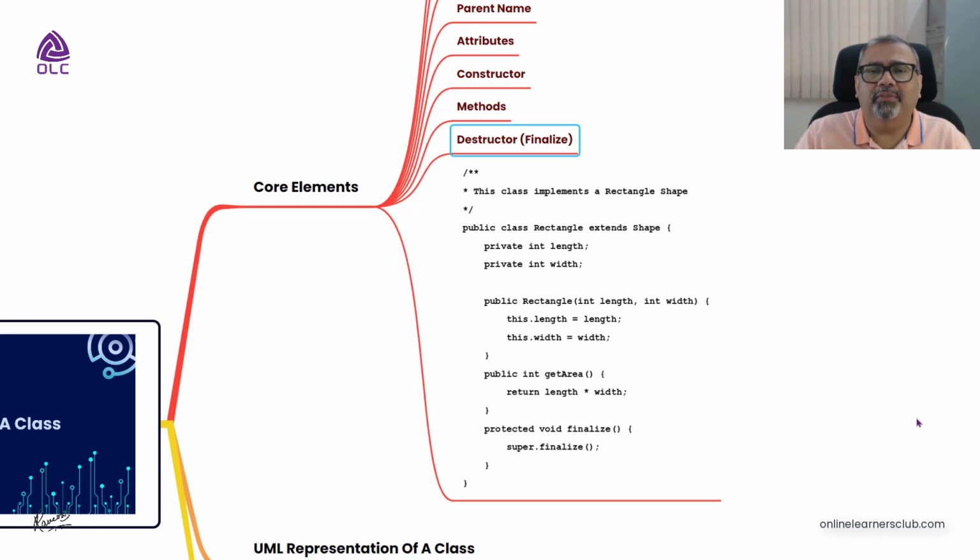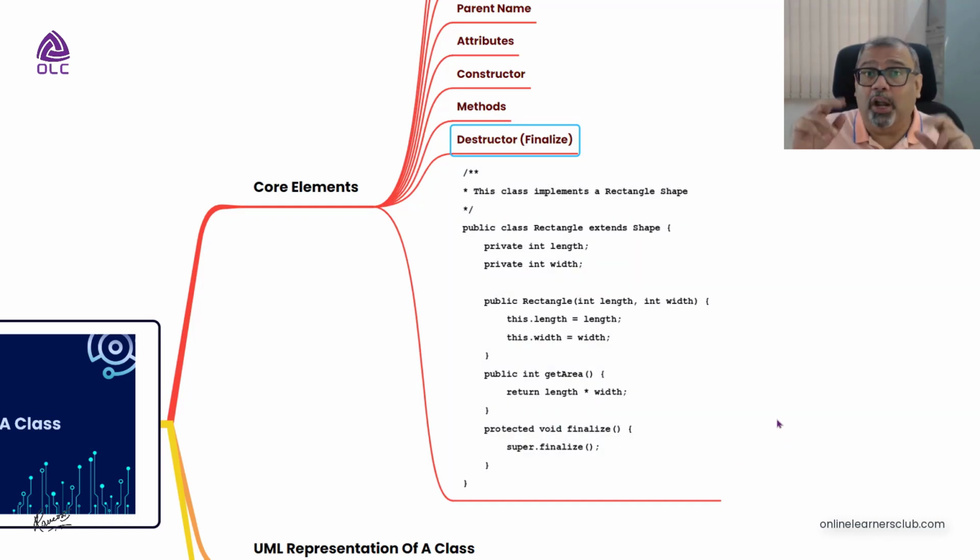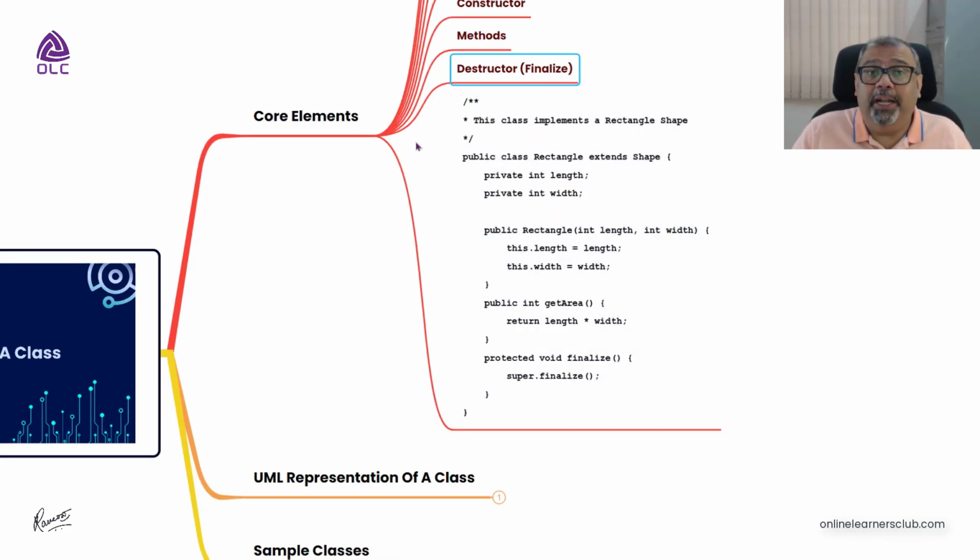In Java, we do have something called finalize, and this method invocation is not under the control of a developer. The developer does not have direct access and will not be aware of when it will be called. We'll talk about that in the later chapters.